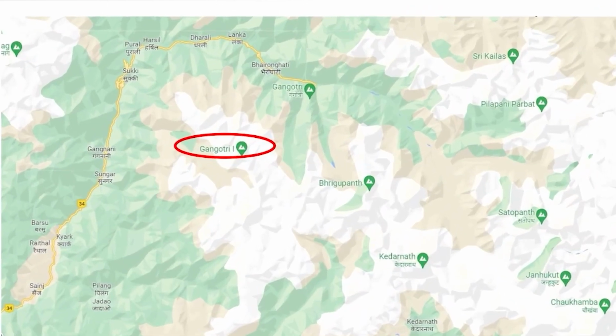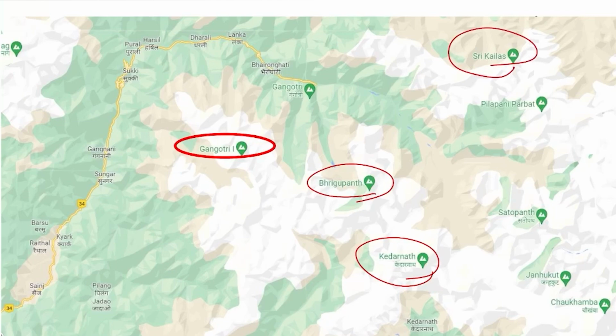Then come to next, the Gangotri glacier. Here also it is very near to Kedarnath, and very near to Brigupant, and we can also locate the Sri Kailash mountains and Pilapani Parbat. Near Pilapani, Kalapani, we can also remember it will be somewhere on the border of Nepal and India. We have already discussed that. And then the Satopant, and on this side we have so many places. If they are famous, make sure that you remember them.